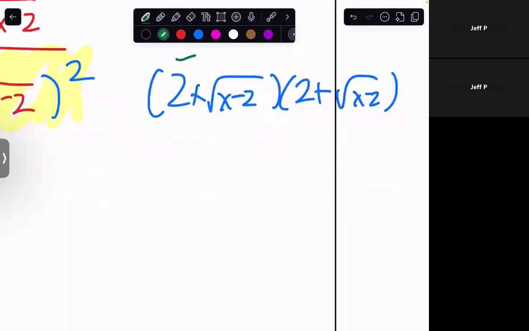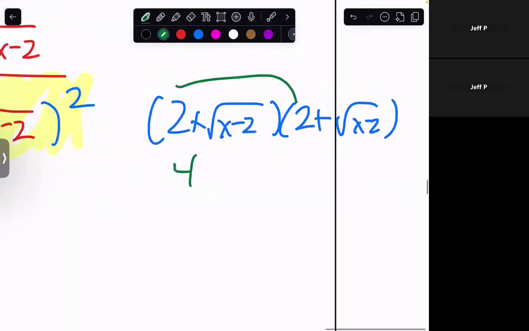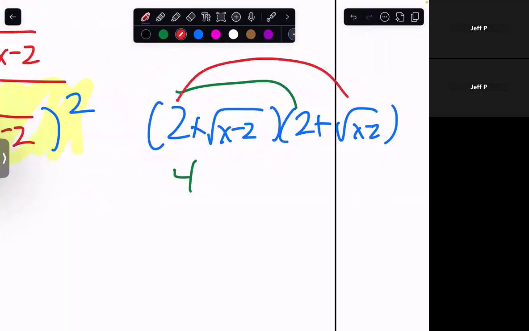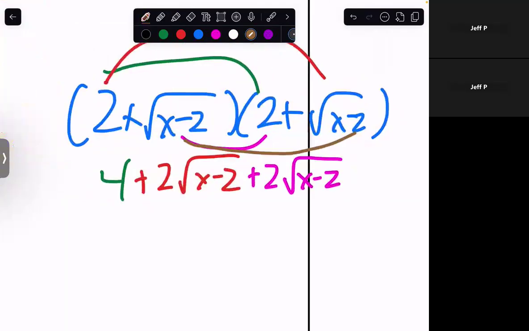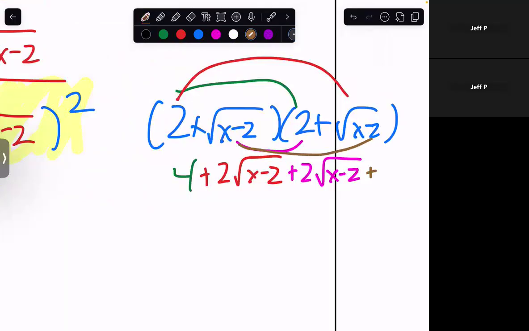Okay, so 2 times 2 is 4. 2 times radical x minus 2, the 2 just goes in front. Over here, radical x minus 2 times 2, again, the 2 goes in front. And then at the end, radical x minus 2 times radical x minus 2. Again, the square root times itself cancels out to the inside.